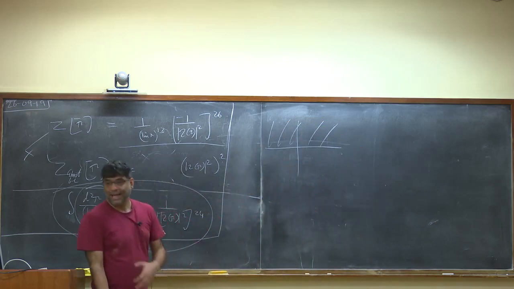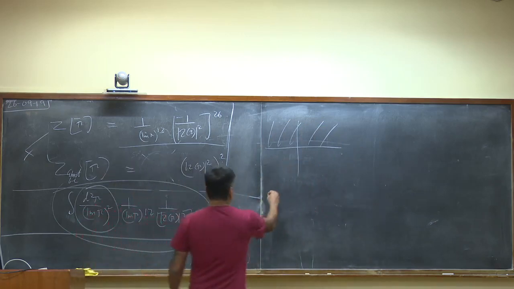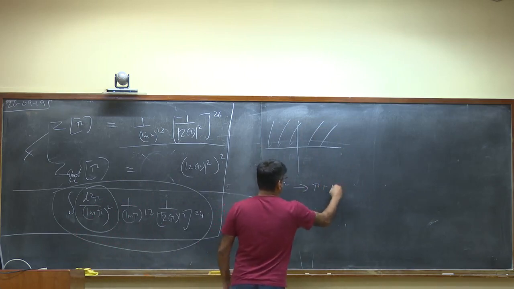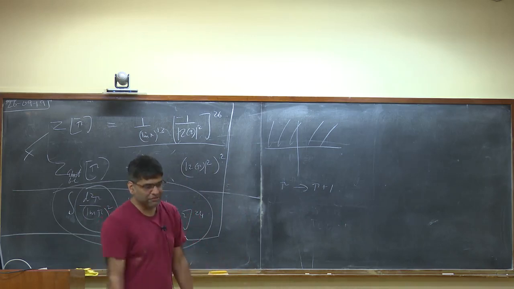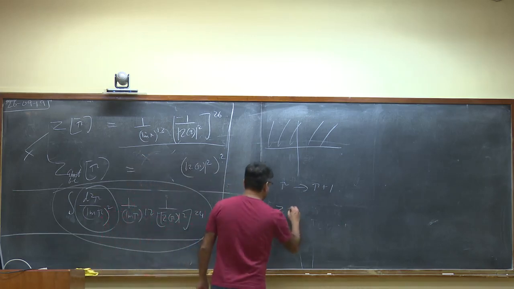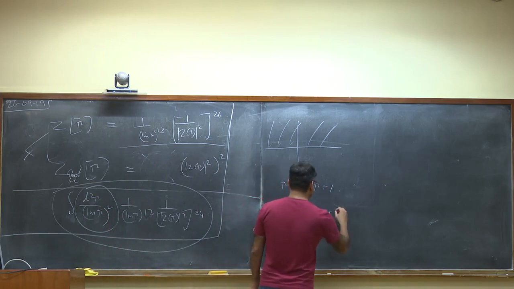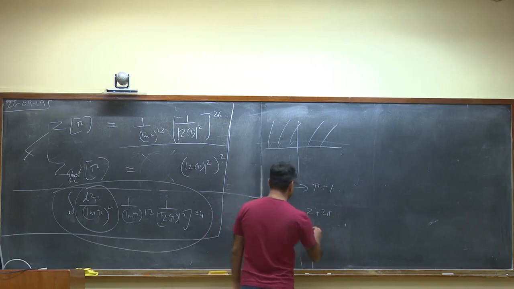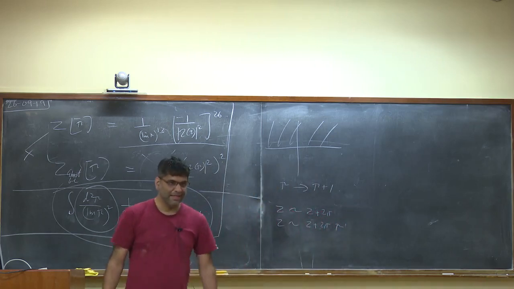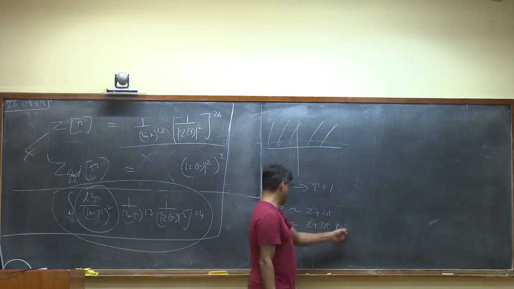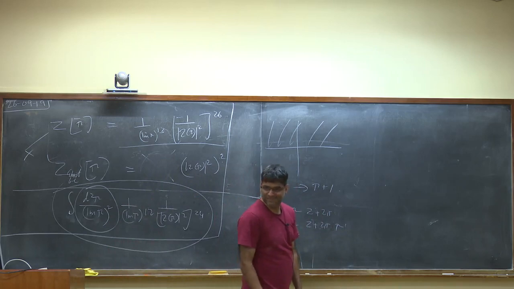But if I take tau goes to tau plus 1, I clearly generate the same torus, because our definition of tau was that z was the same as z plus 2 pi. And z was also the same as z plus 2 pi tau. Therefore, if tau is tau plus 1, this identification is the same as this identification.